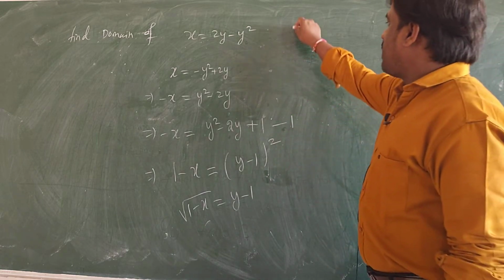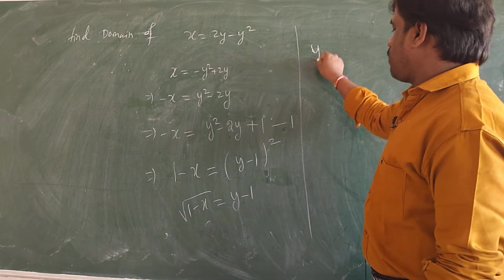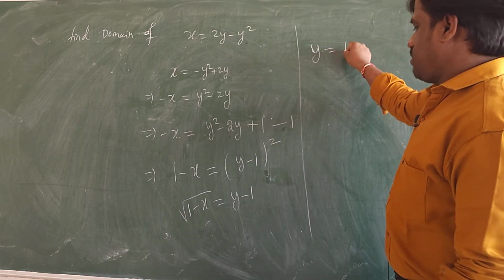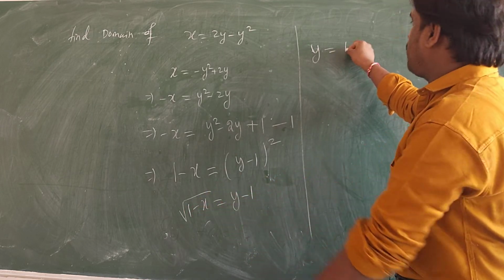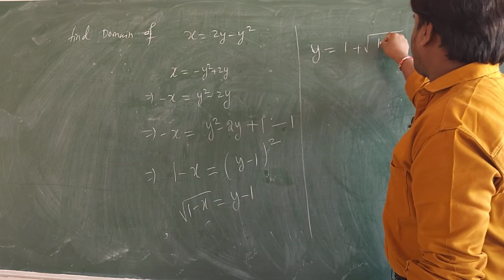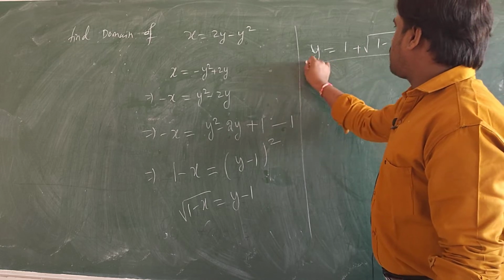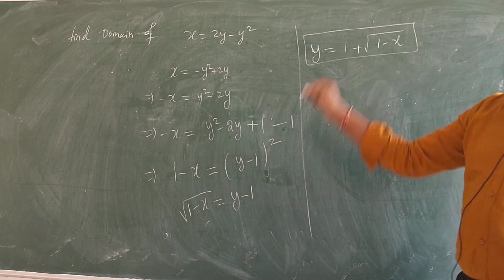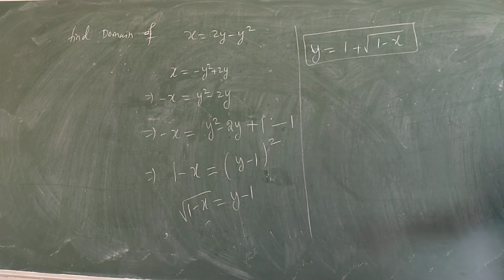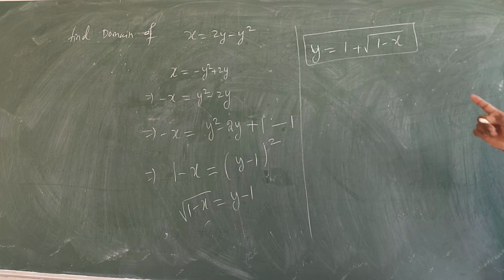Now what y value am I going to get here? Now y is equal to, I send this minus 1 to that side, 1 plus under root of 1 minus x. Now this function is looking proper. Now this question is looking proper. So y is equal to f of x. Y is nothing but f of x. So y is equal to 1 plus under root of 1 minus x.